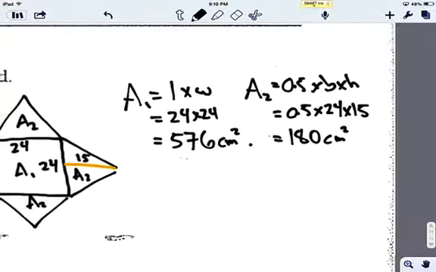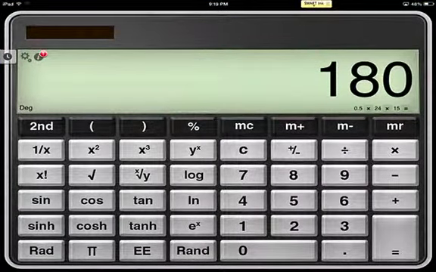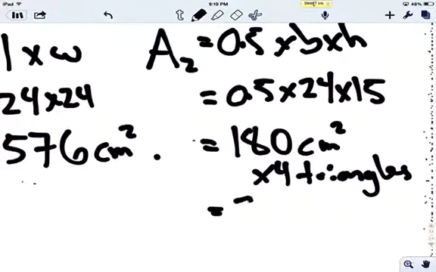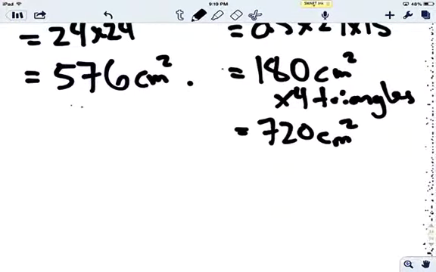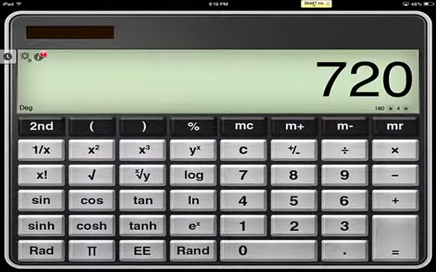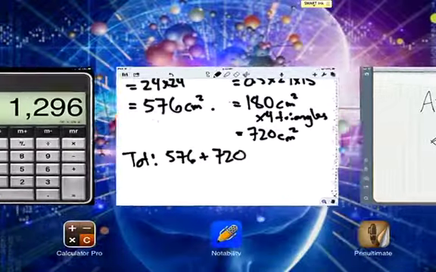Okay, and so how many triangles do we have? We have 4 triangles, so we times by 4 triangles. So 180 times 4 is 720. Okay, and now the last thing to do is add them up. Total is 576 plus 720, so 576 plus 720 is 1296.